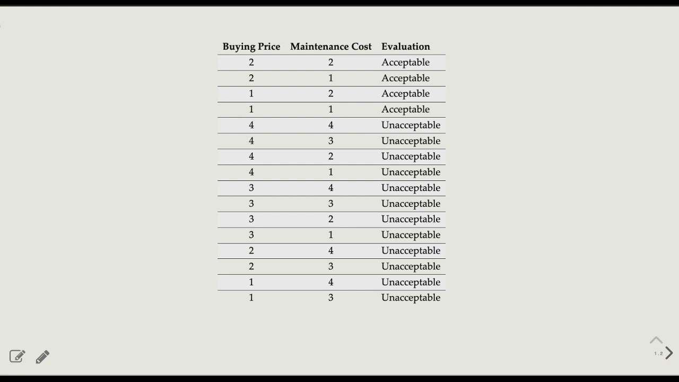In the data, the concept is about the evaluation of a car, whether a car is acceptable or unacceptable, given its buying price and maintenance cost. The price and cost variables originally are on an ordinal scale, from low, medium, high to very high, which we have converted into an equal interval numeric scale from 1 to 4, with 1 meaning very low cost and 4 meaning very high cost or price.